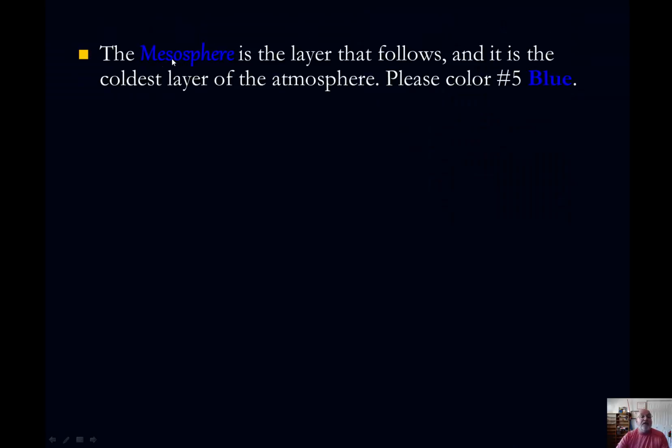Next one's called the mesosphere. This is the middle sphere. This is the layer that follows, and it is the coldest layer of the atmosphere. The thermosphere is the warmest one. This is the coolest one, and I'd like you to find it and color it blue.